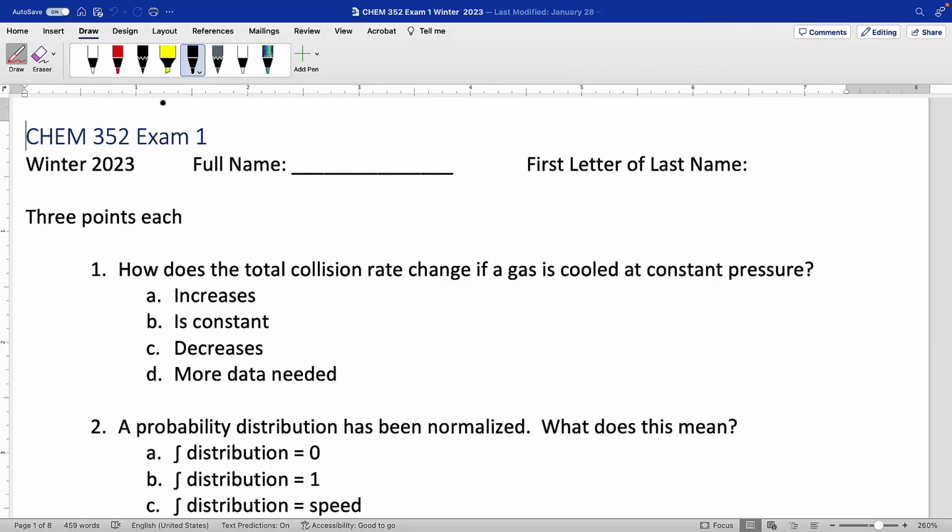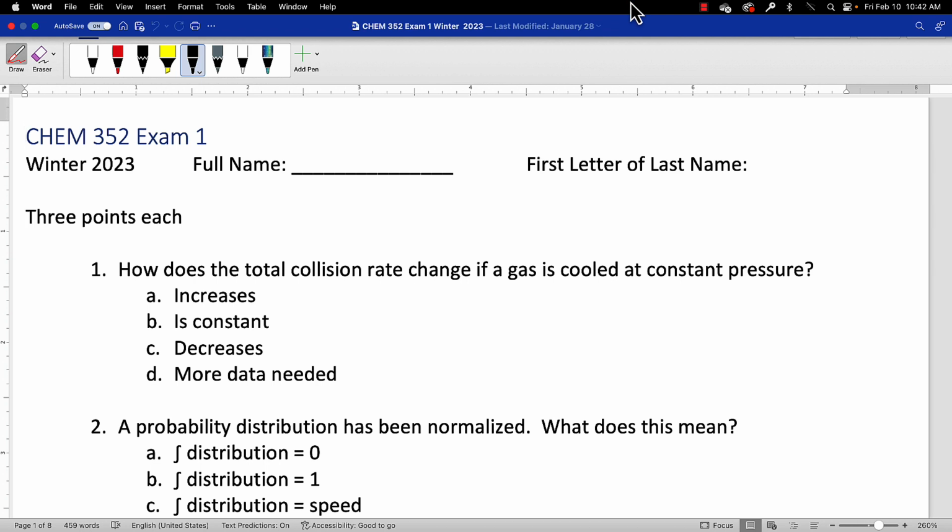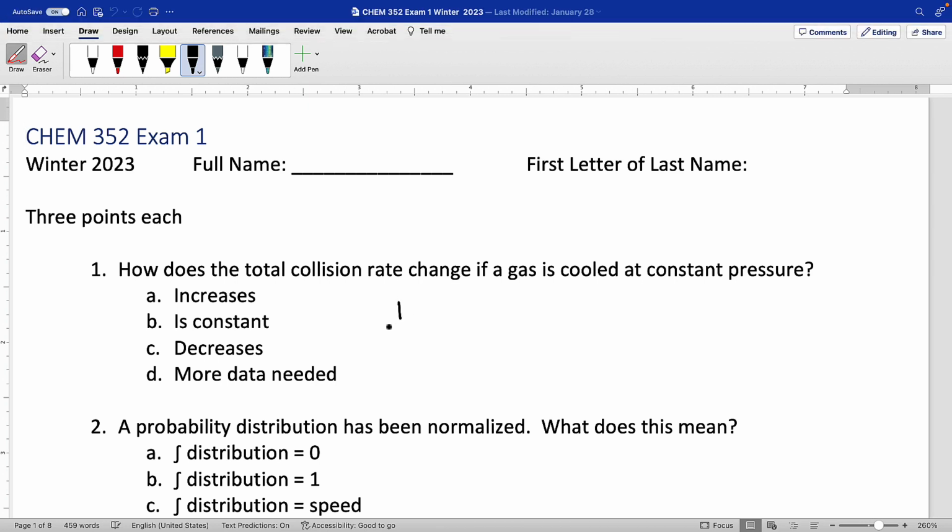So in the first question, we have a question about the total collision rate. If we think about the collision rate, we know it's a function of the gas density, the speed of the molecules, the relative speed, and the collision cross-section. So the answer doesn't really depend on whether we have alike molecules or unlike molecules. Let's just go with molecules that are identical.